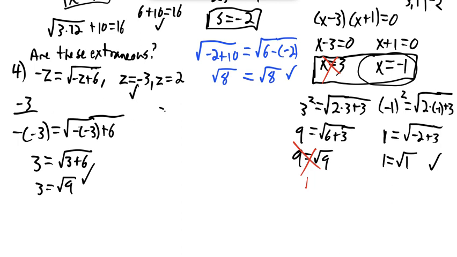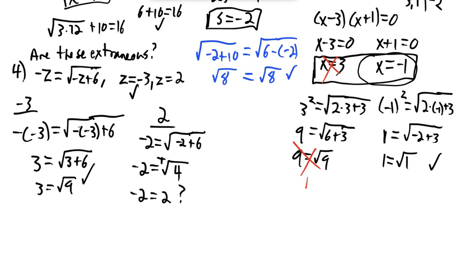What about 2? Well, is -2 equal to the square root of -2 plus 6? Or is -2 equal to the square root of 4? Remember, this is positive, so this is -2 is equal to 2. That is a no-go. So this is incorrect. This one is extraneous.